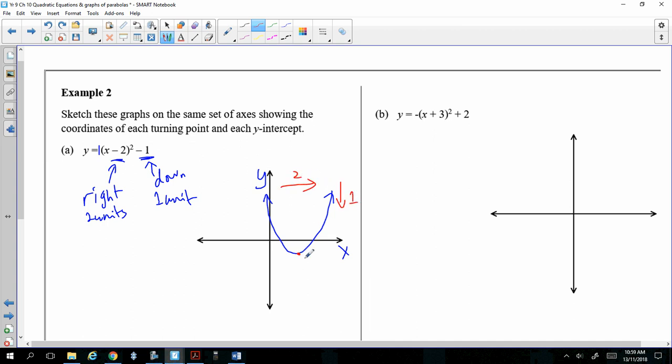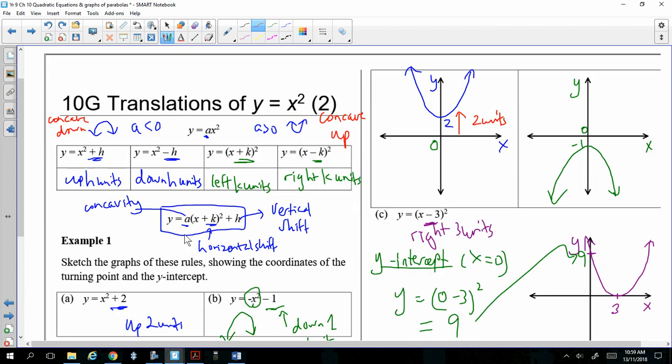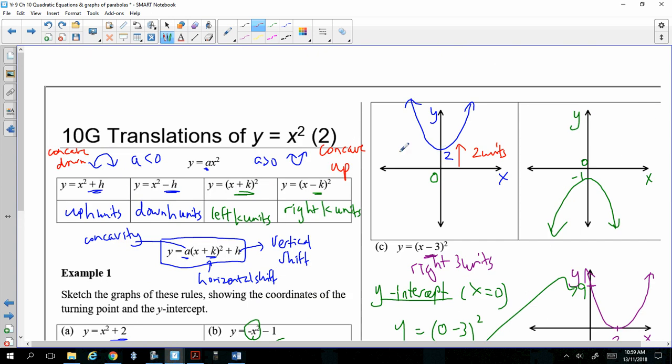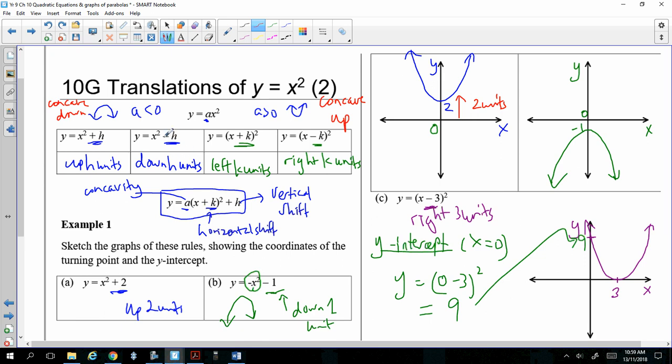So originally it's at the origin. Okay, remember this one? Plus 2 goes up, minus goes down. That's right. See the difference: when it's outside the bracket, it goes up and down. When it's inside the bracket, it goes left and right. So that's why I make two different equations. Okay, all right, got it?